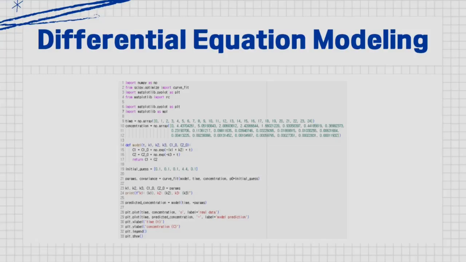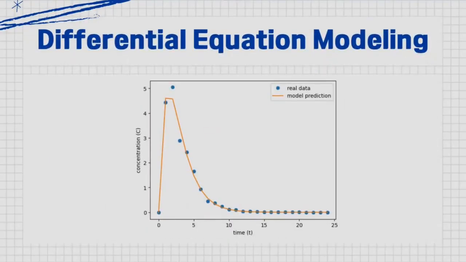The constants K1, K2, K3 were obtained through regression analysis to determine the optimal values. The modeling results are as follows. While there are some differences from the actual data, the model shows a fairly similar trend.